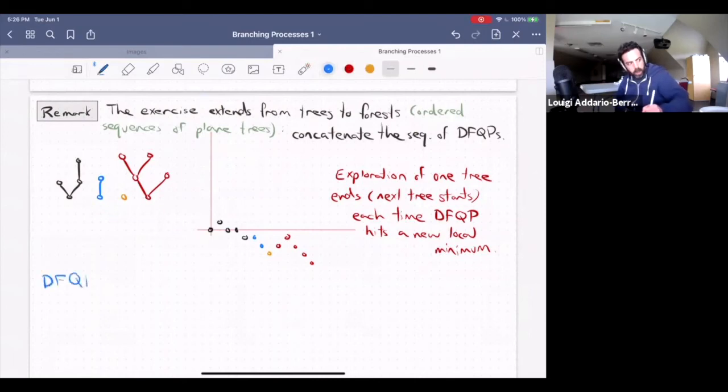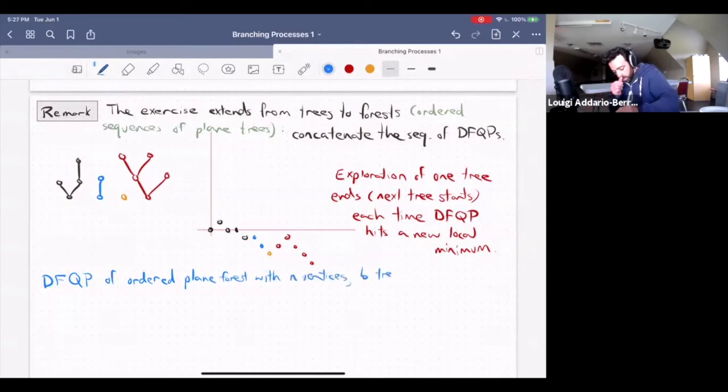So depth first queue processes of ordered plane forests. If you give me the depth first queue process of an ordered plane forest with n vertices and b trees, then this corresponds under the bijection, right? This is the bijection I'm talking about here, to random walk excursions from 0 to n minus b.